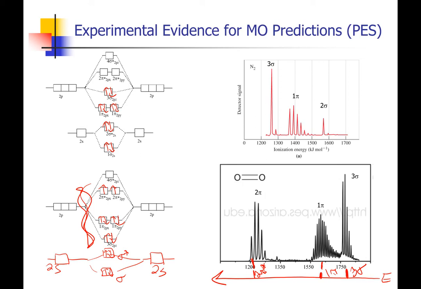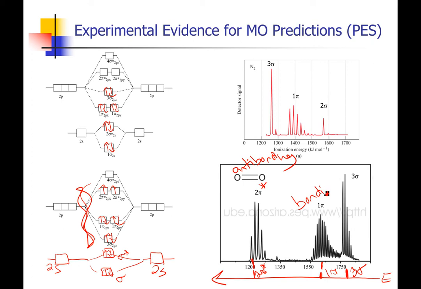So if we compare the shapes of the peaks for the 1 pi versus the 2 pi star, you can see that those lines in the 2 pi star are much more spaced out, much bigger gaps between the lines that make up the signal compared to the 1 pi. And that's that anti-bonding versus bonding space difference. So 2 pi star is, of course, anti-bonding, and 1 pi is, of course, bonding.